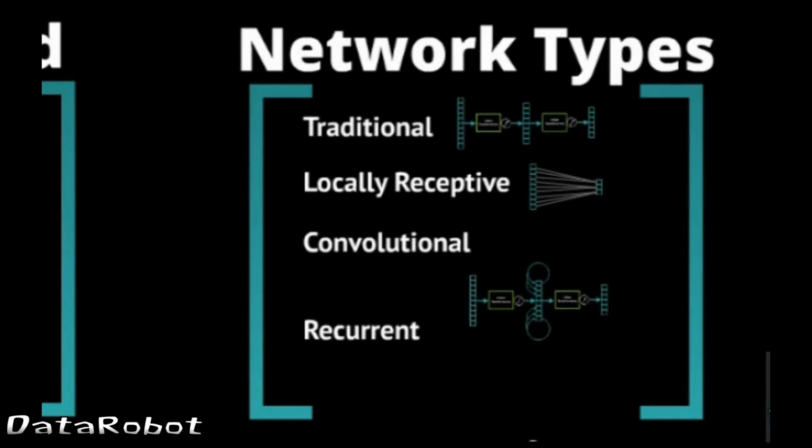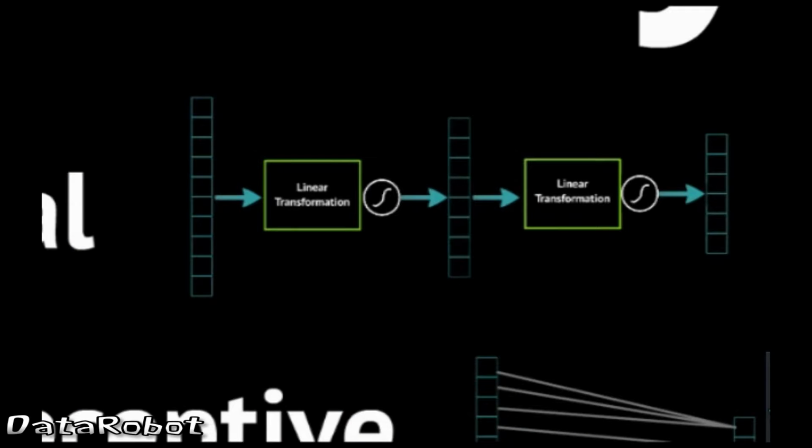There are different kinds of connectivities inside your network that are useful in different situations. The first is a traditional neural network. This is what I was talking about before. You have your inputs, they all get fed through to the next layer, then also get fed through, and so on and so forth, so we get a useful output.